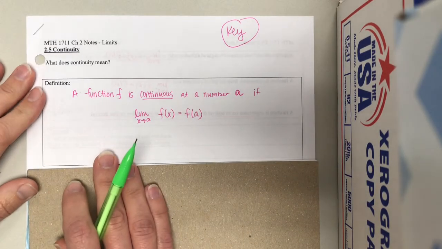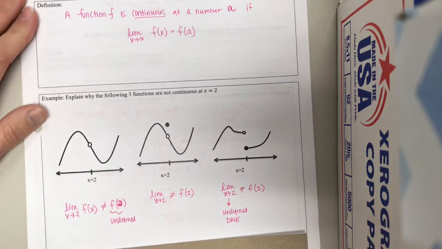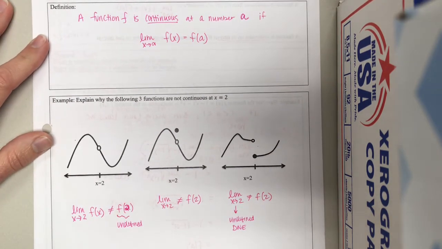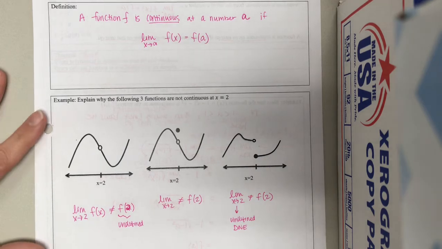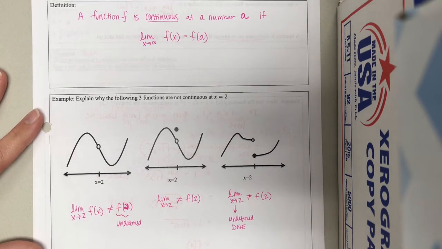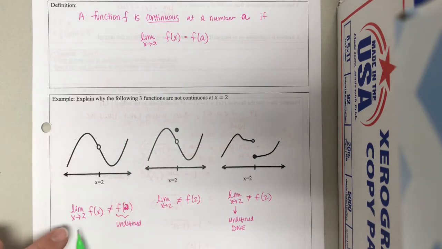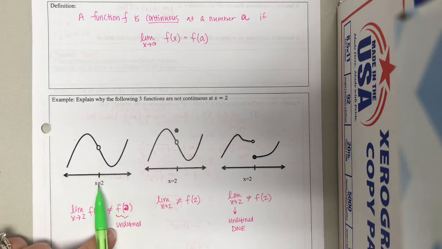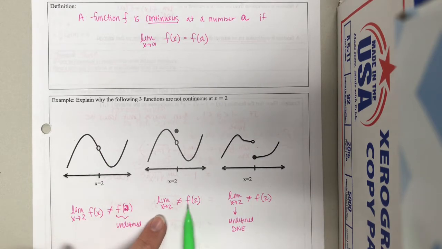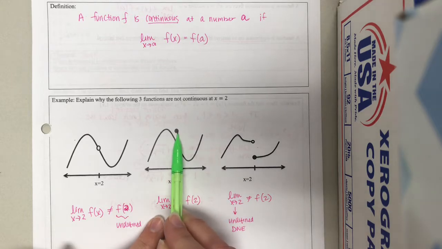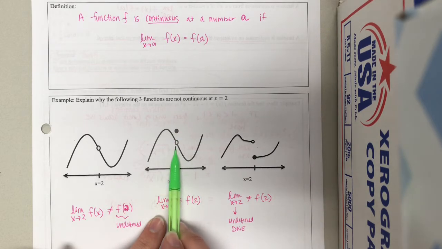So let's look at a couple examples at the bottom. It says, explain why the following three functions are not continuous at x equals 2. Here we see there's a hole in the graph, and going by the formula, we can see that the limit is not equal to f of 2. F of 2 of this function is undefined. Here, the actual value at f of 2 is this dot, but the limit is approaching here.